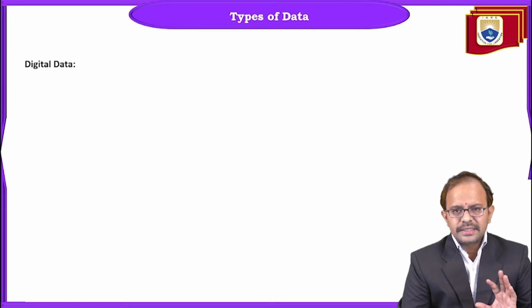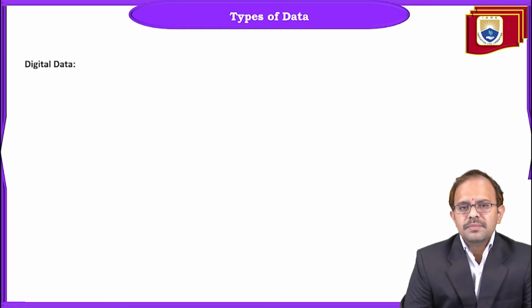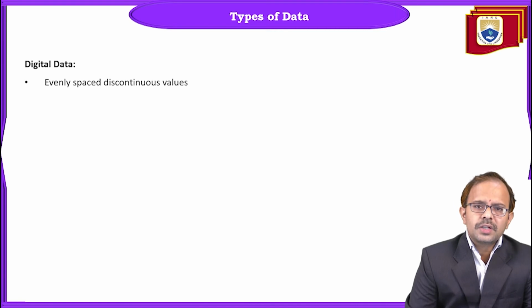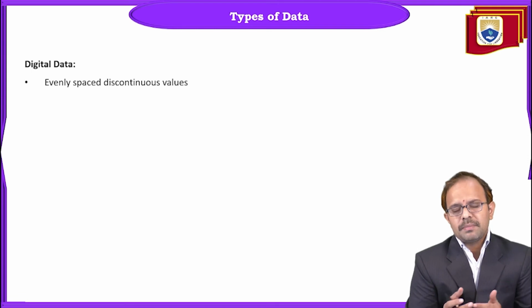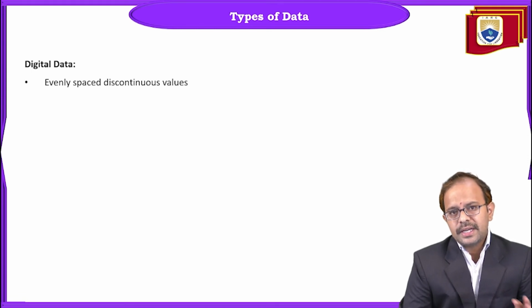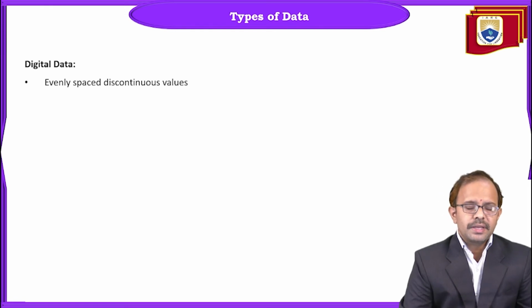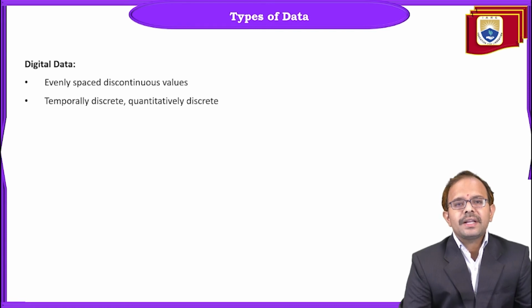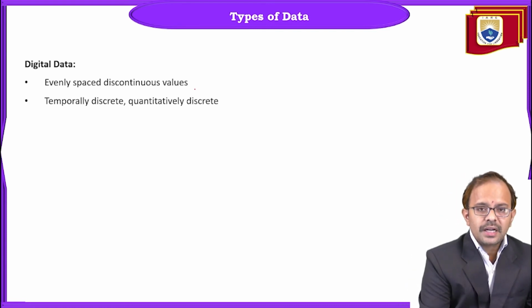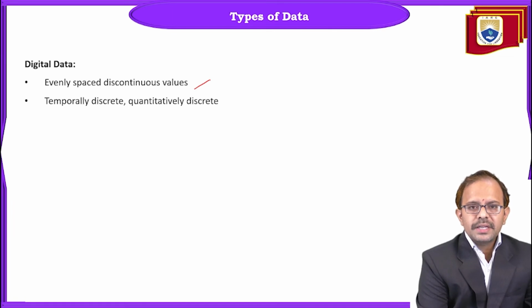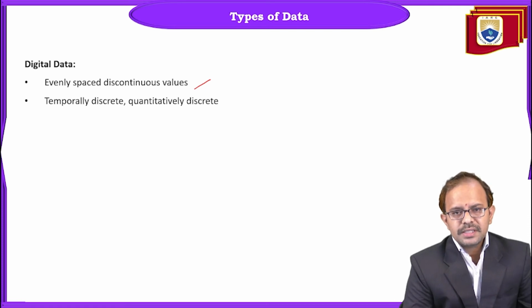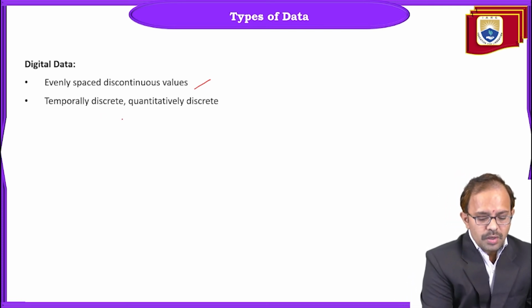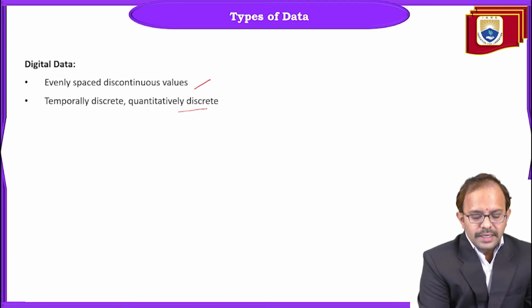Now let us look at the data once again. What are the various forms of the data? There are only two forms of the data in general, in terms of real world applications or operations. The data can be either digital data or analog data. Now, what is digital data? It is evenly spaced and discontinuous values. What is the meaning here? They are not going to possess values at every time instant. Understand? They are temporally discrete and quantitatively discrete.